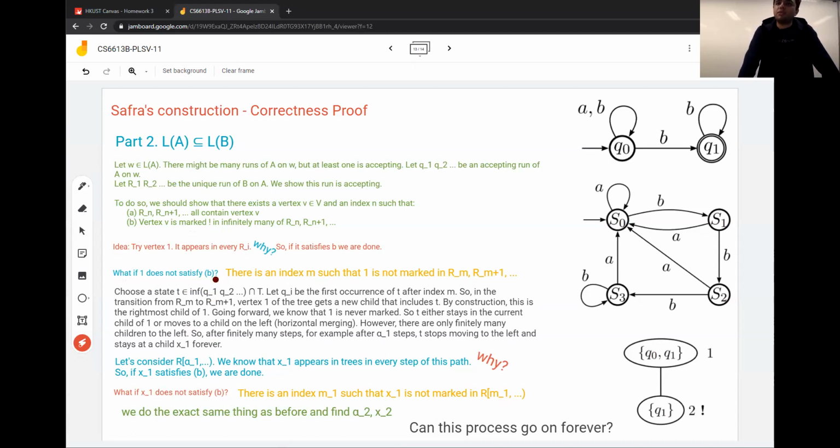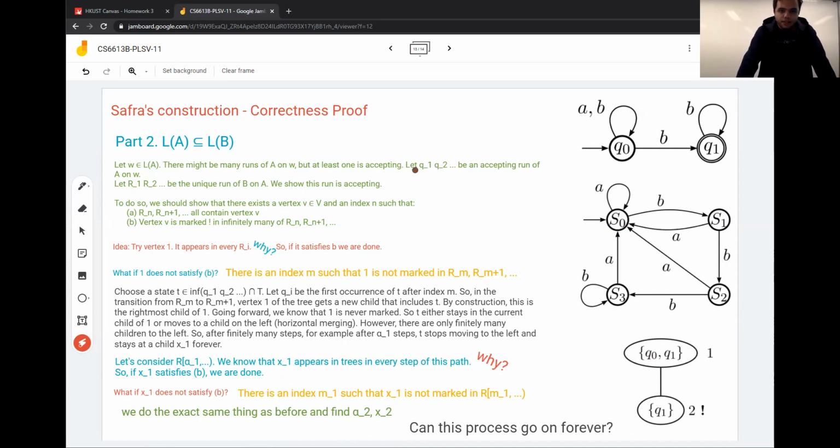So the only case that we have to solve is the case where vertex 1 does not satisfy condition B. This means that vertex 1 was marked only finitely many times. And because vertex 1 was marked only finitely many times, there is an index, which I call M, such that vertex 1 is not marked any time after M. So vertex 1 is not marked in Rm, Rm plus 1, etc. Right?